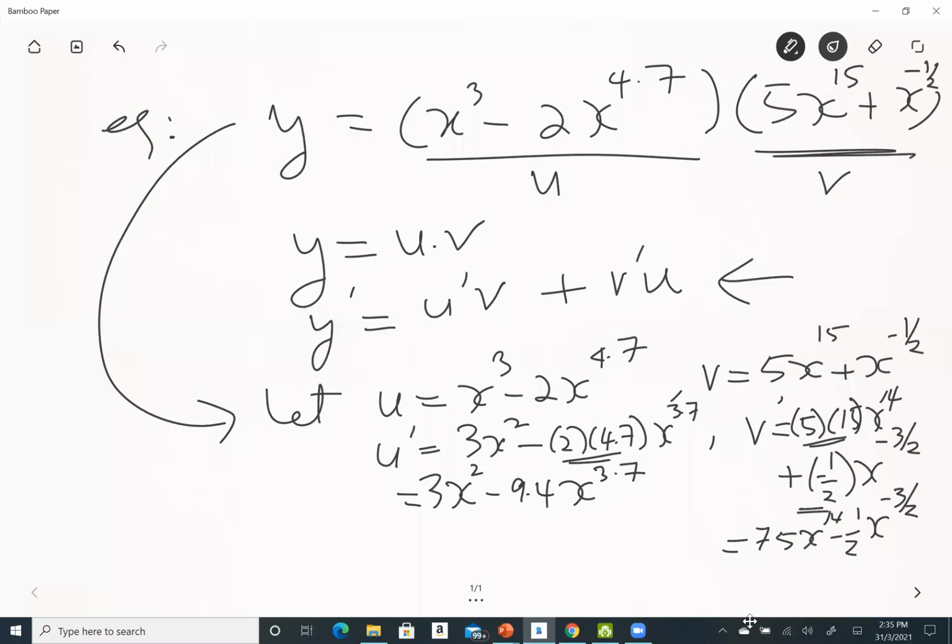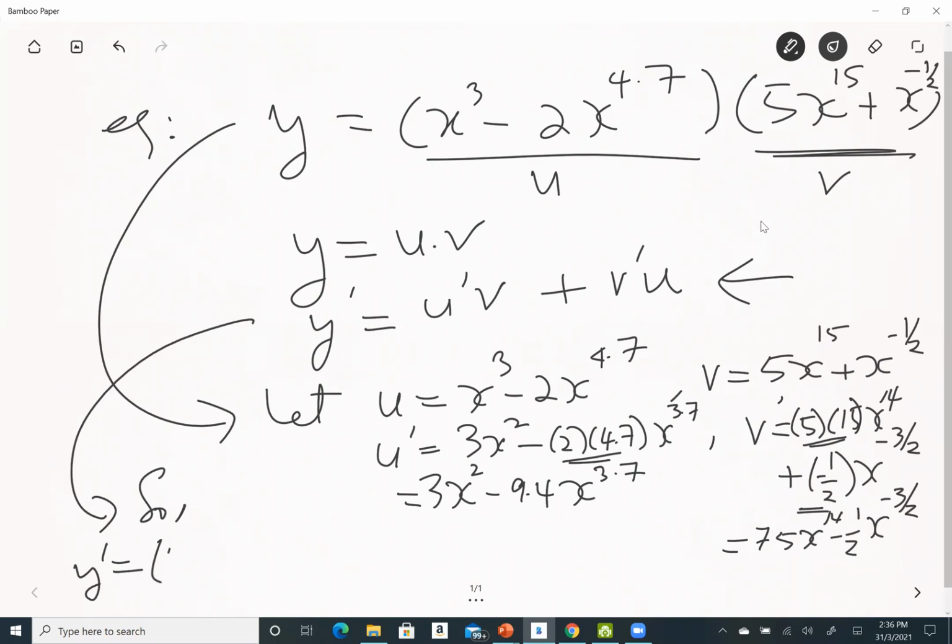Okay, so you got that? Now what you do here is apply the rule. The derivative will be y prime equal to, you plug in the things. u prime is 3x squared minus 9.4x to the power of 3.7.